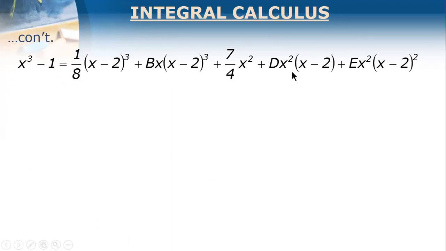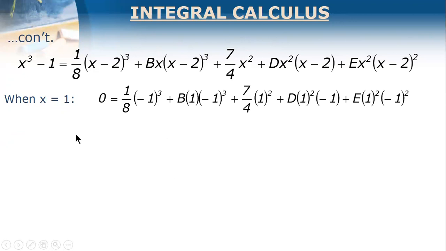Now, to solve for B, D, and E, you can substitute any value of x. Just substitute three values of x so that you can come up with three equations with three unknowns, B, D, and E. Example, when x is equal to 1, substitute 1 for every x. The result is this. So you simplify, the result is this.